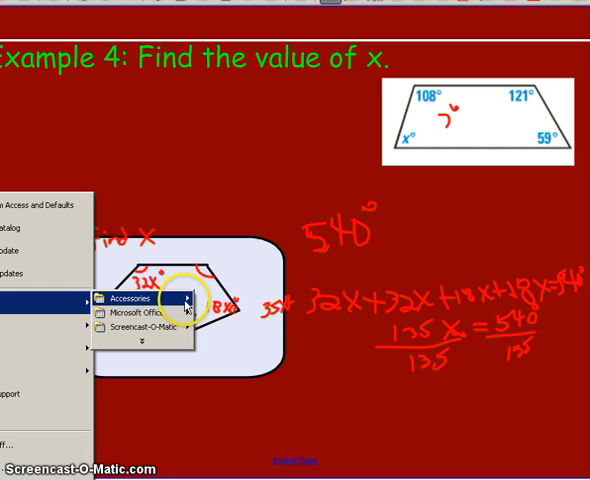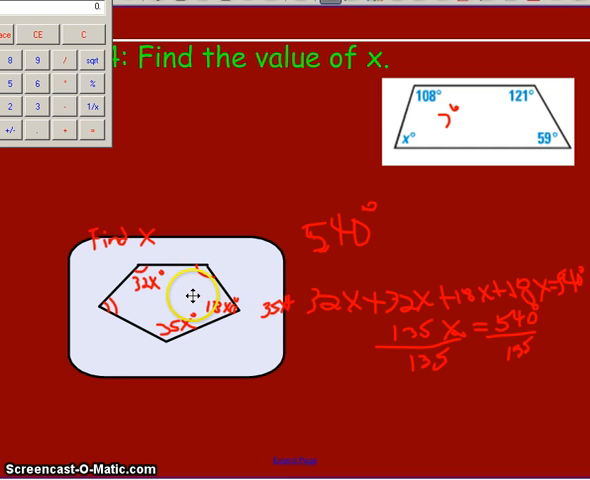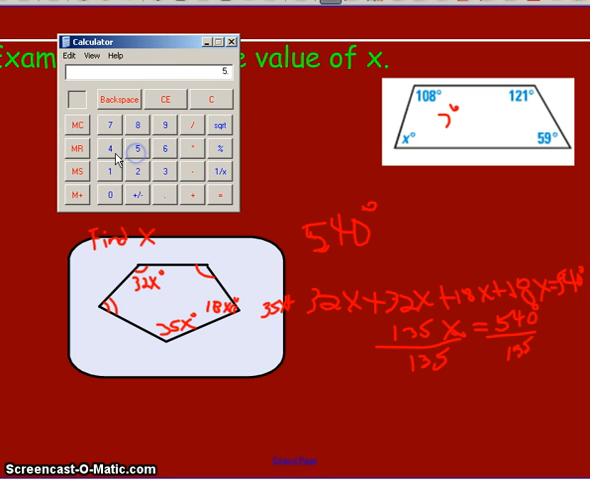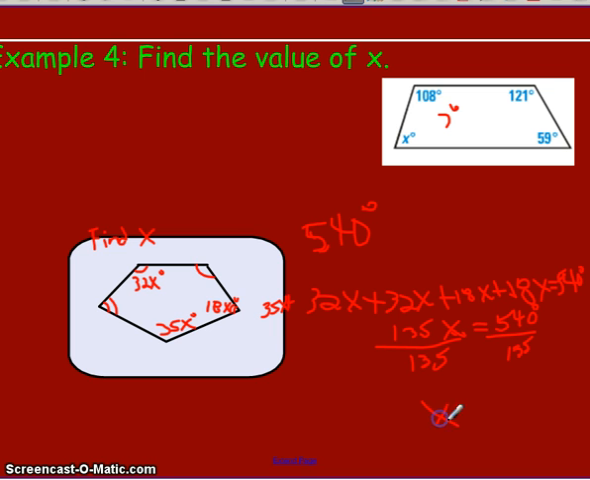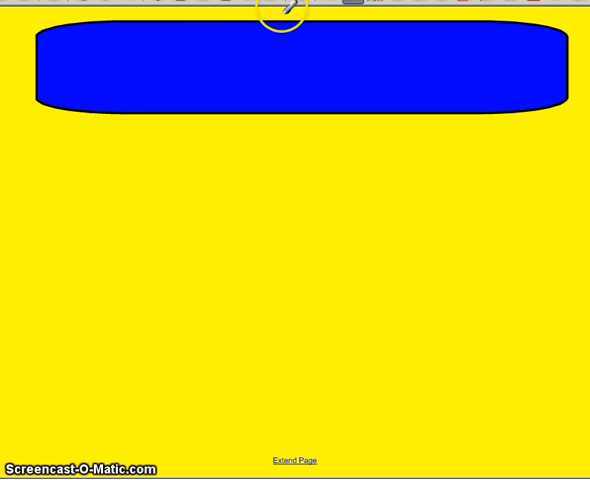So let's see, accessories should have a calculator. Bam. So we're going to take 540 divided by 135 equals, looks like 4 is going to be equal to our x here. There we go. Let's keep moving.